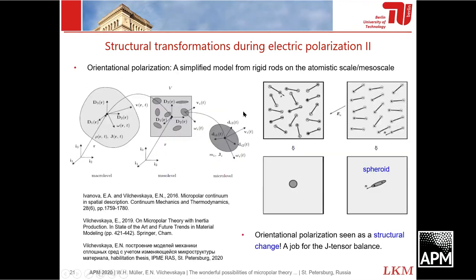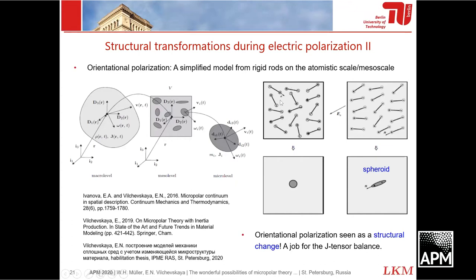So that is what we are going to model here. However, not for water molecules. We take something simplified. And for our orientational polarization, we look at a simplified model. We have here rigid rods on an atomic scale. So this is a representative volume element, plus and minus. So they are also charged. Please don't ask me which chemical is like that.